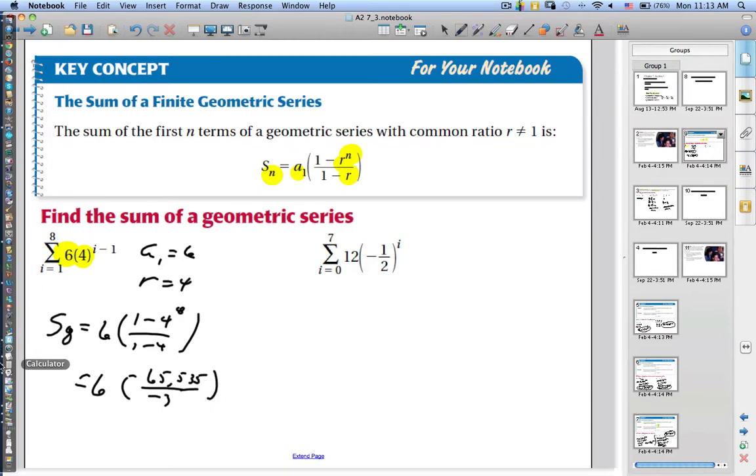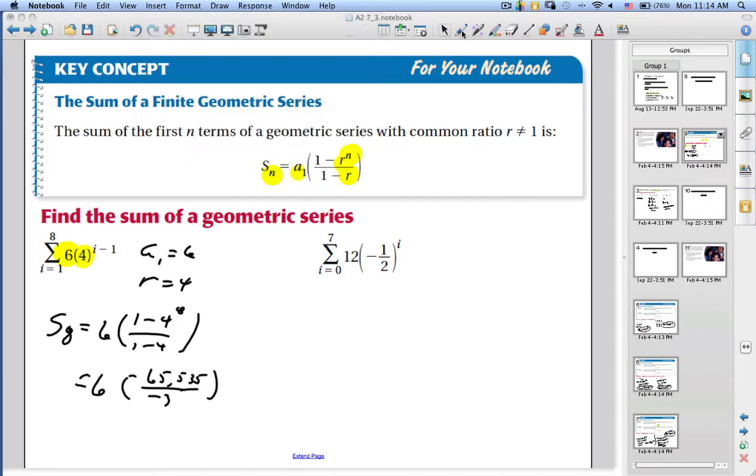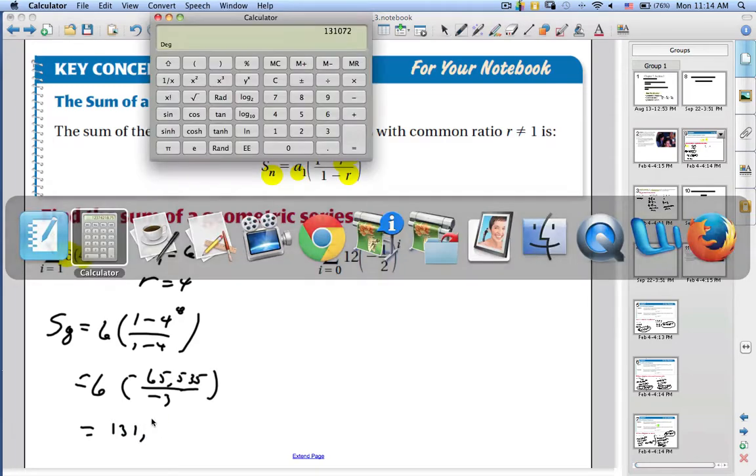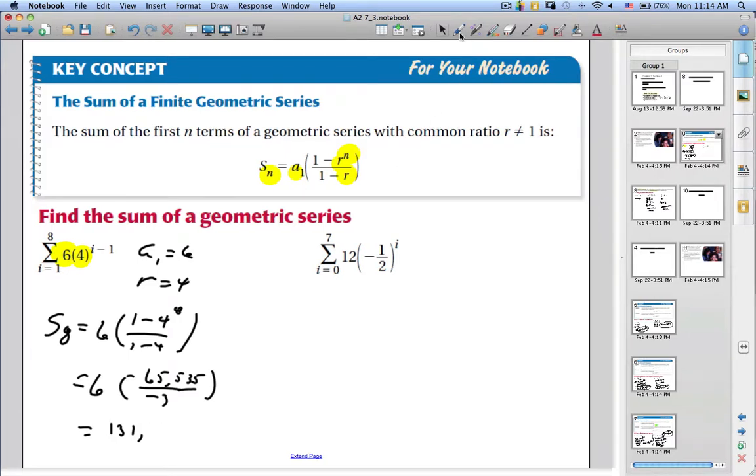Let's go back to my calculator and divide that number by 3, and then multiply it by 6. So I get 131,072. So the sum of the first 8 terms is equal to 131,072.